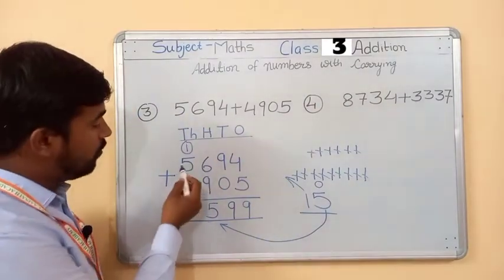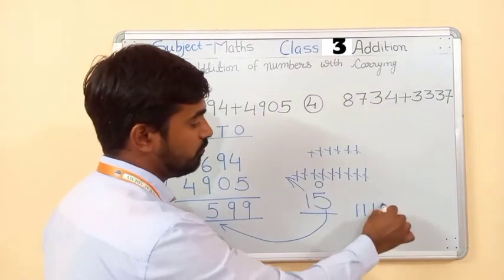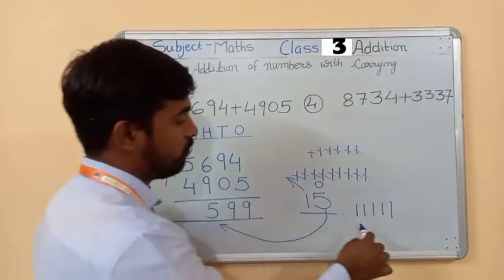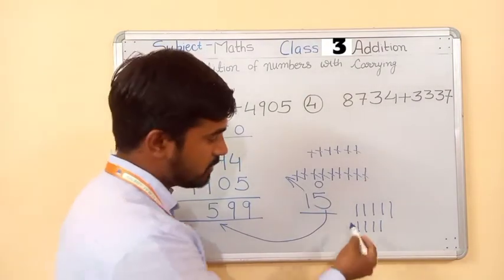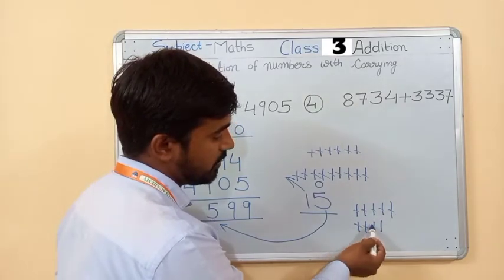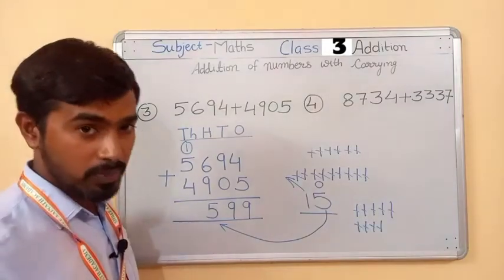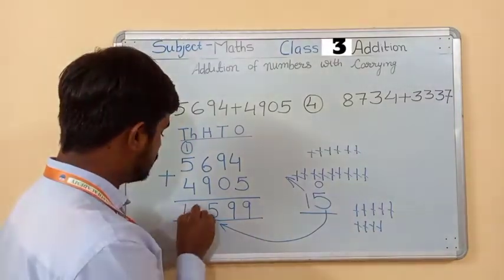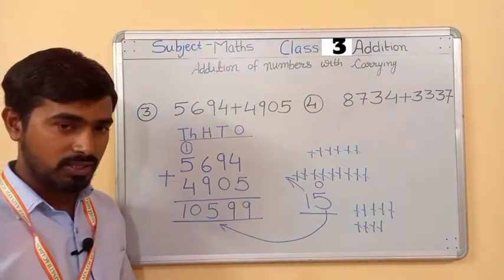Now 5 plus 4. Add 5 plus 4. Draw 5 lines, now draw 4 lines. Add these lines: 1, 2, 3, 4, 5, 6, 7, 8, 9. Now add this carry: 9 plus 1 is 10. So 10,599 is your answer.